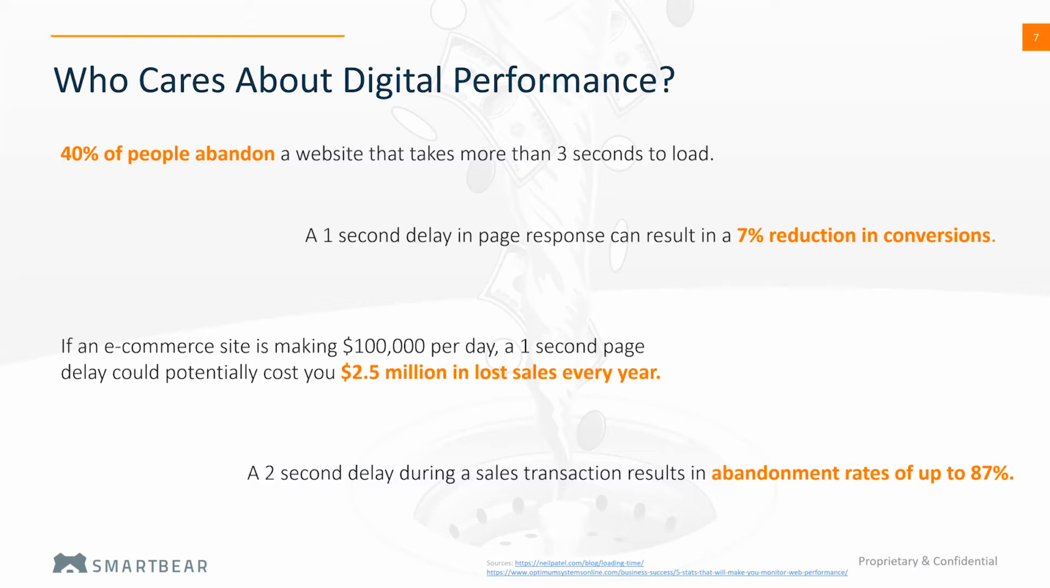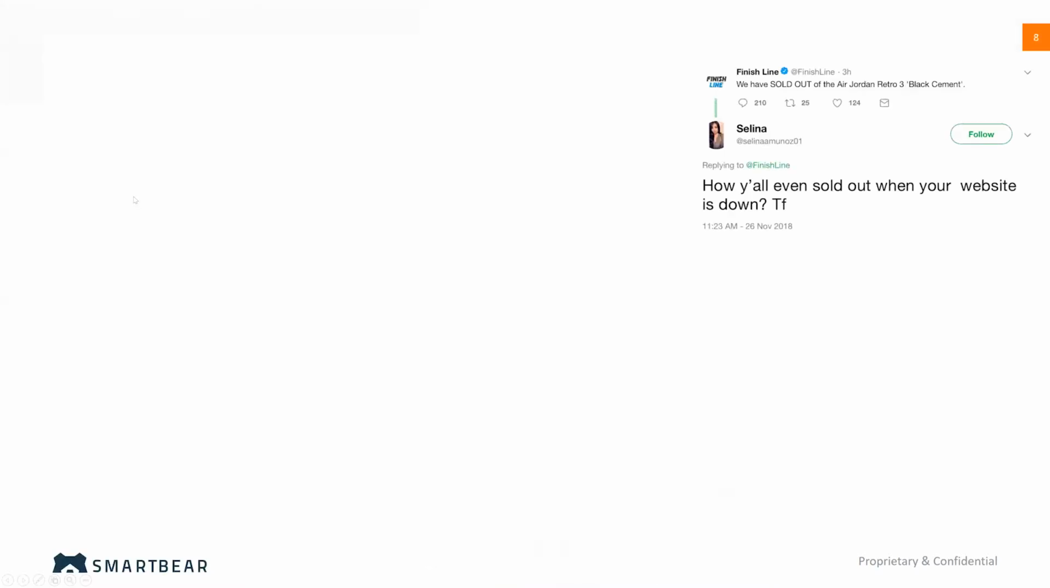And then the last one is really just that a 2-second delay during a sales transaction results in abandonment rates of up to 87%. So these are pretty crazy. I know that we kind of get in our heads about the KPIs that we need to meet and benchmarking ourselves and get into this sort of team bubble, but really think about it from an organizational perspective as well. The work that we do does really matter. It really does impact a lot of different aspects of the business that sometimes become a little bit arbitrary. So digital performance definitely is important and something to keep in mind at all times.